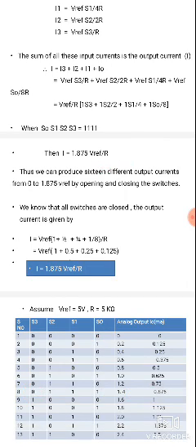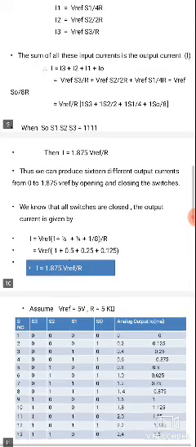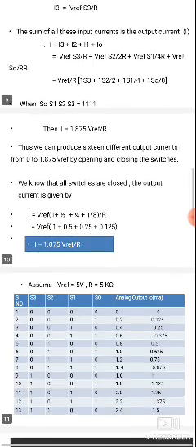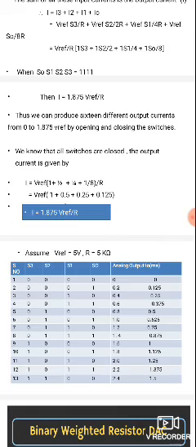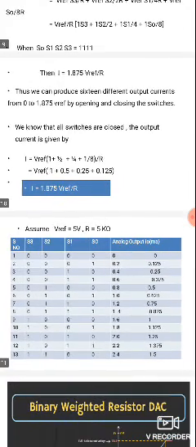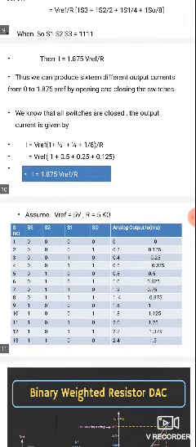If all are open, the output value of current is 0 only. But when all the switches are closed, it indicates one value. So the total current I equals 1.875 into V reference by R. We can produce 16 different output currents from 0 to 1.875 by opening and closing the switches. Here we are taking four switches, from S0 to S3, and the 4 switches give 16 possible combinations.